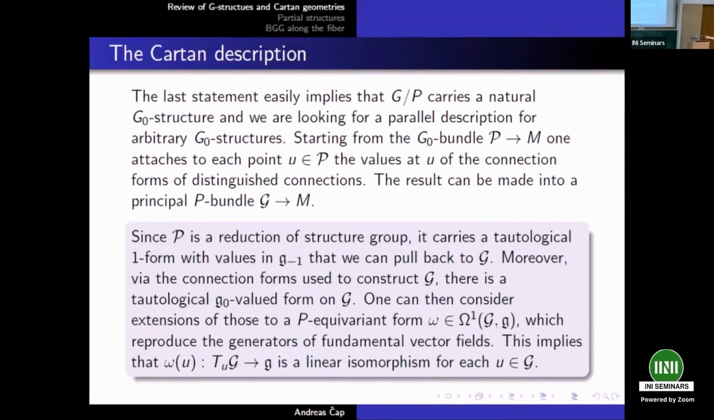Question is, can we extend it? So then we can ask ourselves, is it possible to extend this to a P-equivariant form omega with values in g? And of course you would require that this reproduces the generators of fundamental vector fields, as you want it for a connection form. And then by a simple dimension count, you see that if you're able to do that, then necessarily omega has to be a linear isomorphism on each tangent space. Okay.